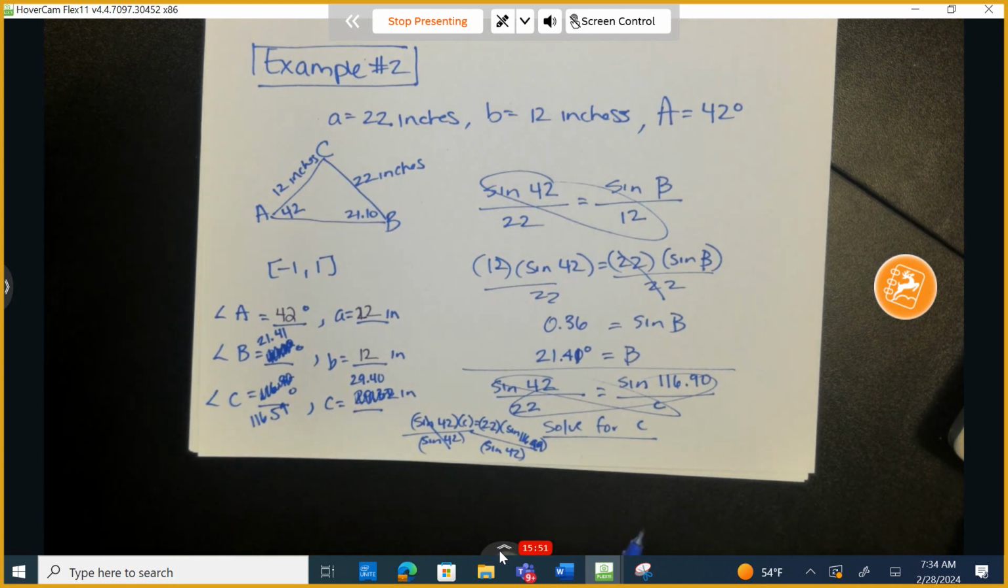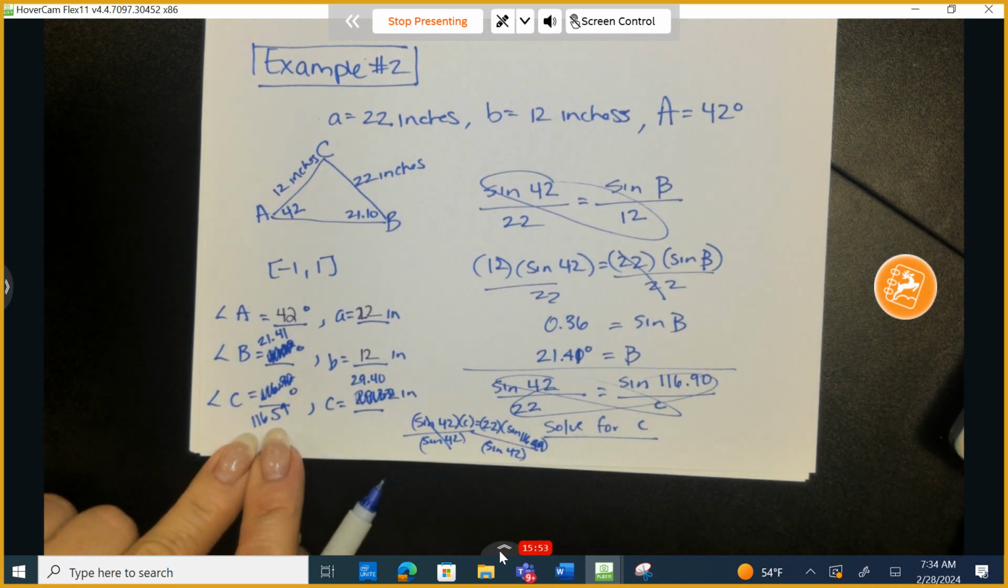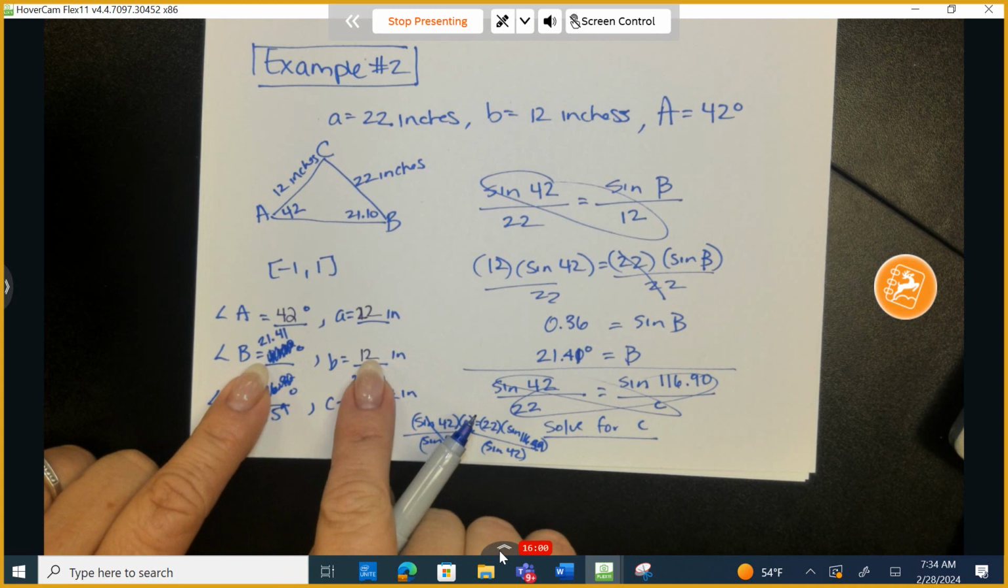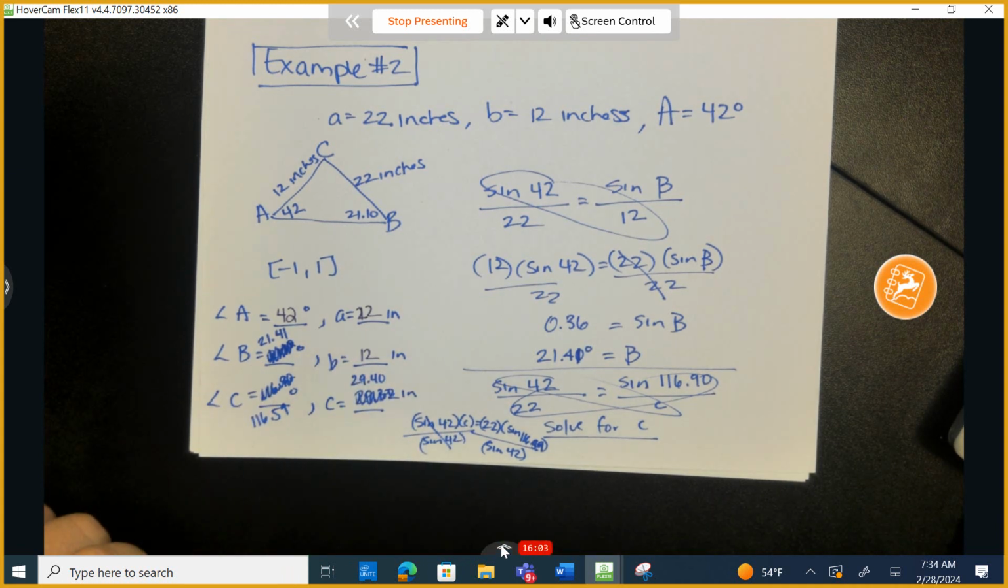All right, here's what we need to analyze. Is the largest angle across from the longest side? Is the smallest angle across from the smallest side? Okay, this is looking good. Let's go on to example number 3.